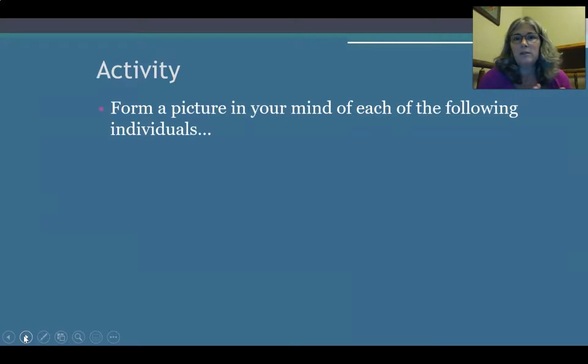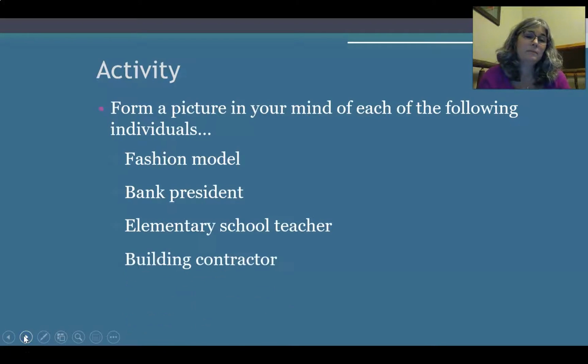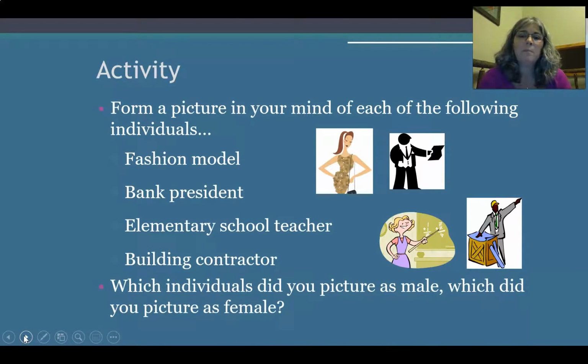So let's start with a little demonstration. I want you to picture in your mind each of these individuals that I'm about to tell you, their job title. A fashion model. What do they look like? Picture it in your mind. A bank president. What do they look like? An elementary school teacher. And a building contractor. So think about who you pictured for each of these occupations.